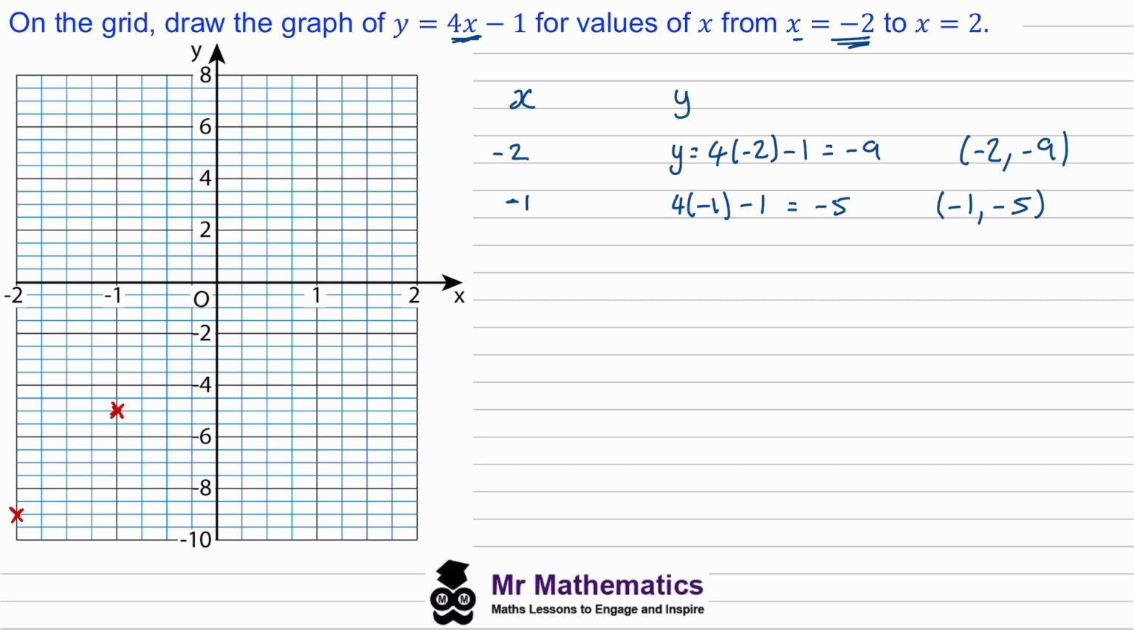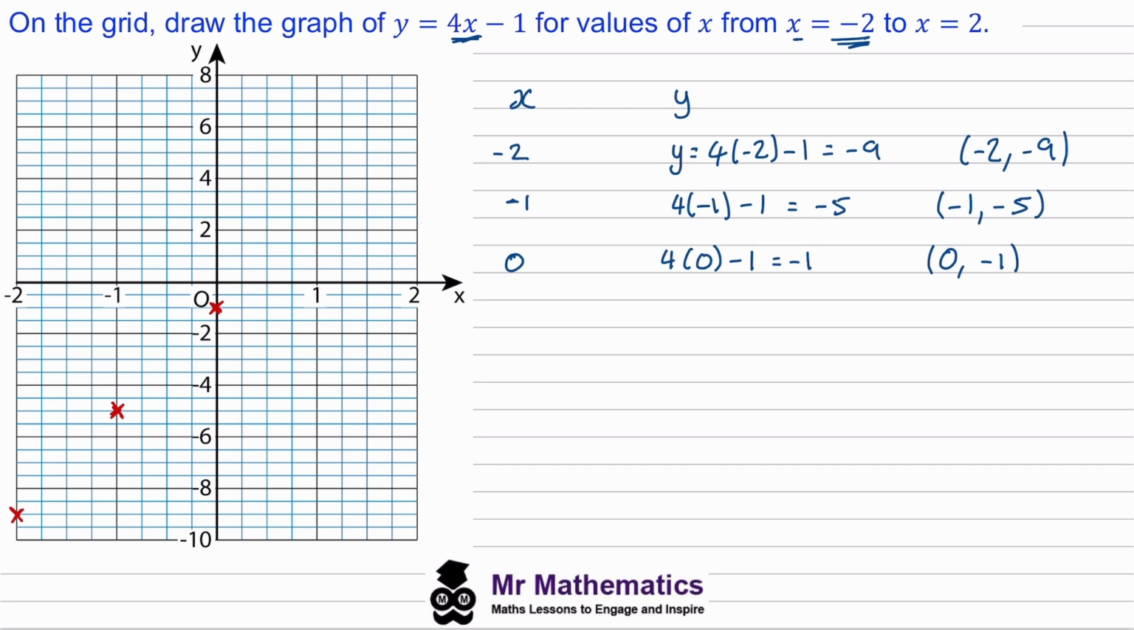And then for the next x value, this is when x is 0, we'll substitute this into our equation for y, and then 4 times 0 is 0, take away the 1, and we get -1. So our coordinate pair is x is 0, y is -1. And we'll plot that as the y-intercept, which is here.